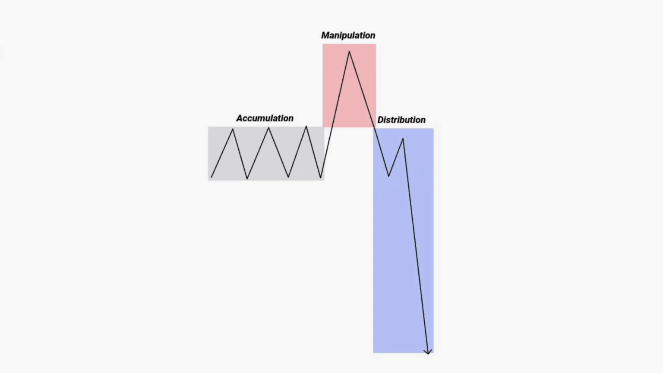So the strategy I've been trying to wrap my head around this week has been AMD, which is ICT's accumulation, manipulation, and distribution. Basically what it does is it accumulates and then manipulates traders into going one way and then distributes in the opposite direction. So that's what I've been trying to focus on this week, and here are some of the trades that I've taken with it.